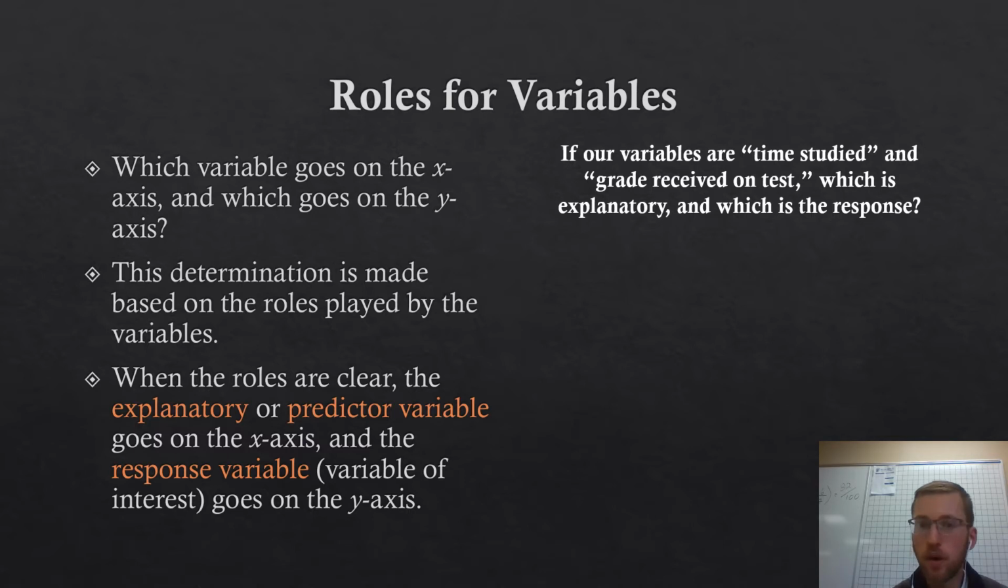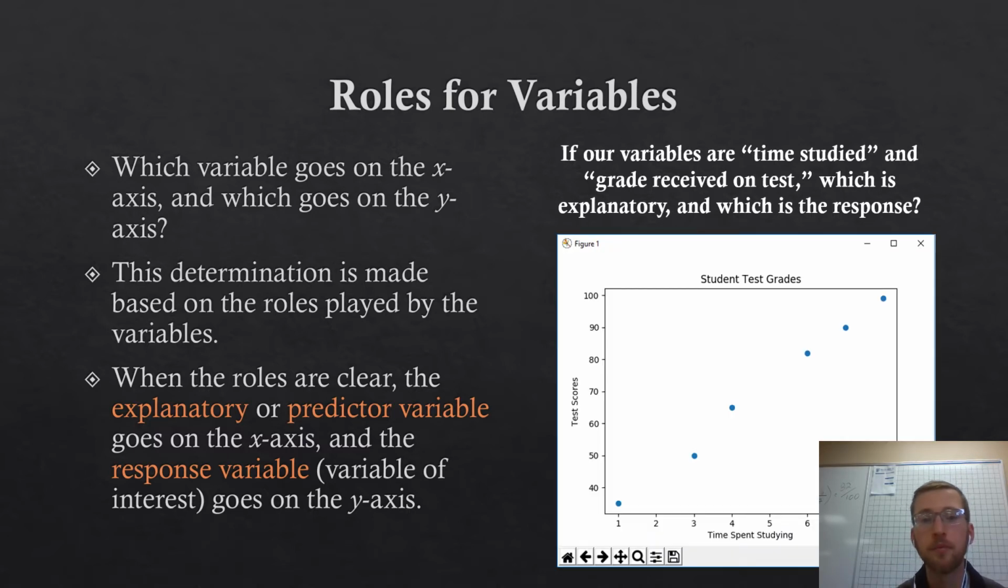Next, when it comes to our scatter plots, sometimes we need to figure out what is the role of our variables. Because we have two quantitative variables, one is going to go on our x-axis, one's going to go on the y-axis. And what we need to determine is which one is our explanatory variable and which one is our response variable, okay? So when the roles are clear, so if we know for sure that one is likely to influence the other, we call the explanatory or predictor variable our x variable, and then our response variable is going to be our y variable, okay?